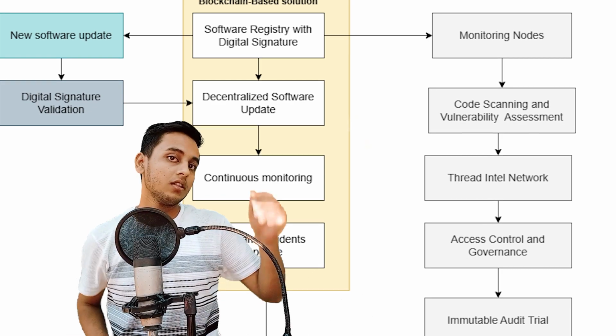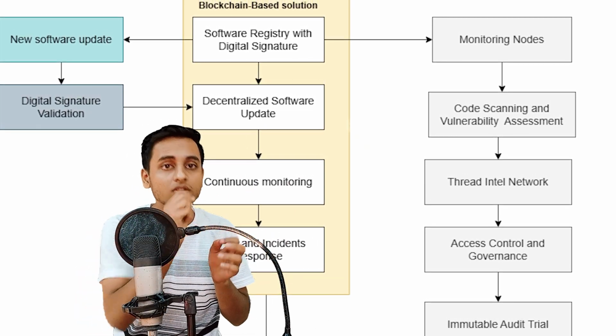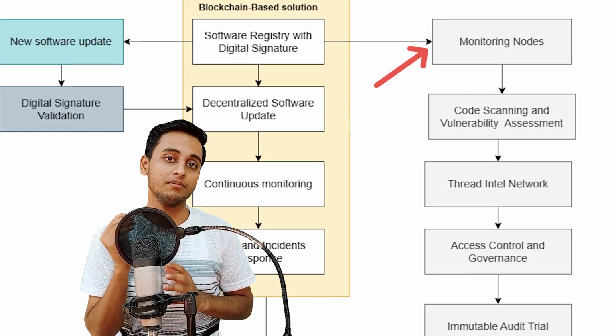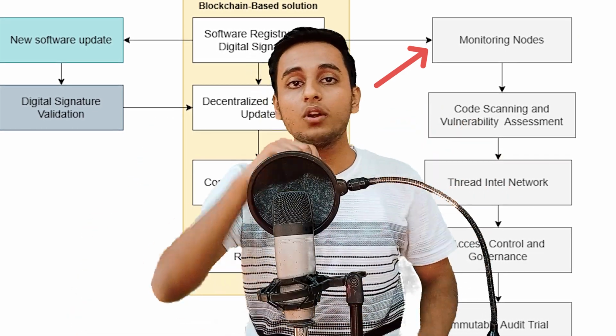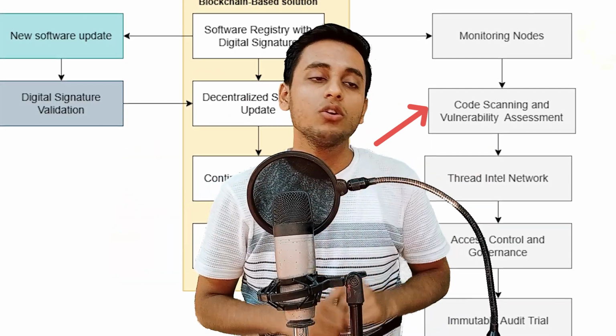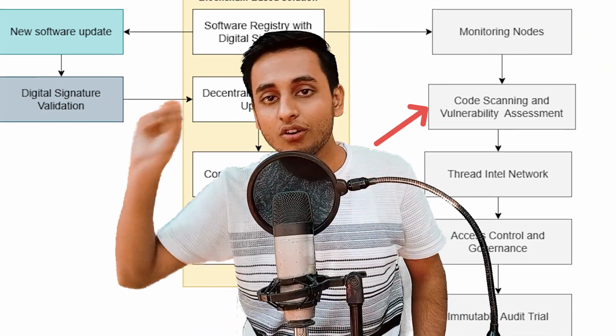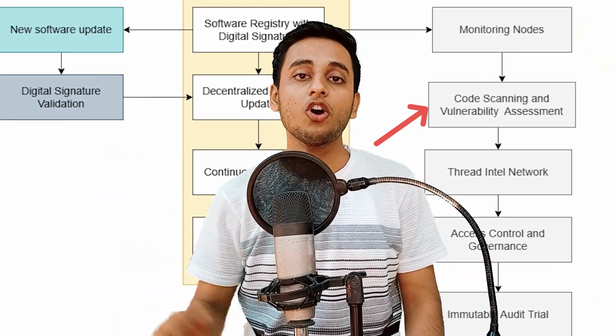The flow of the program then goes into the sixth step, which is monitoring nodes and code scanning. The flow goes into monitoring nodes, indicating that these nodes continuously monitor the system. Then it proceeds to code scanning and vulnerability assessment, where periodic code scans are performed to identify and report any known vulnerabilities in the software. These results are recorded on the blockchain.